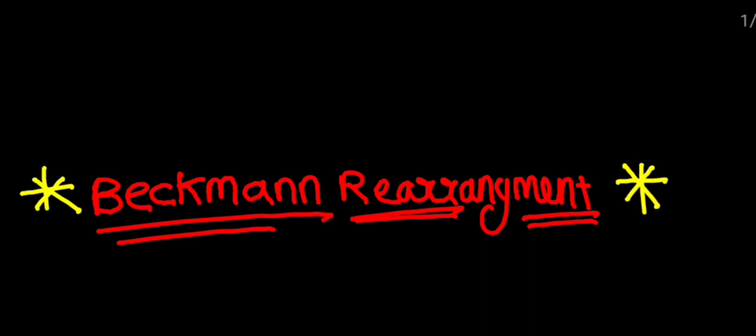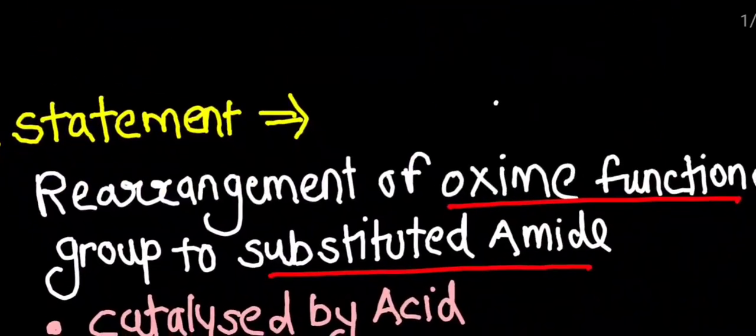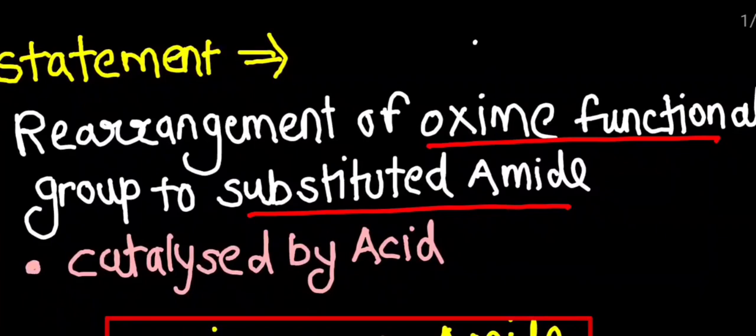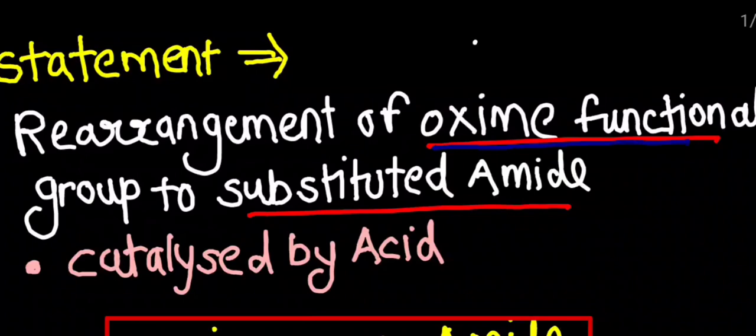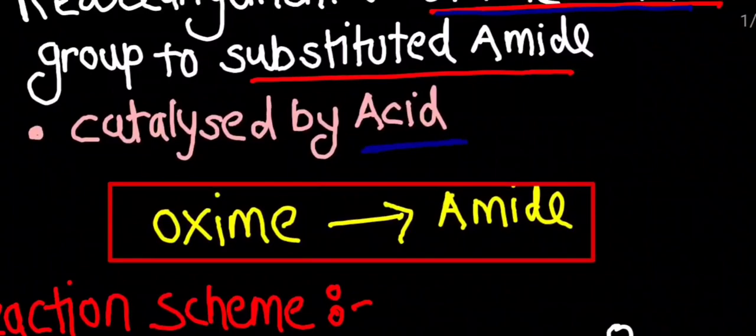In this video, we are going to discuss the rearrangement reaction known as the Beckmann rearrangement reaction. So let us see the statement of this reaction. The rearrangement of the oxime functional group to the substituted amide is a Beckmann rearrangement reaction. This reaction is catalyzed by acid, and this rearrangement leads to the conversion of the oxime functional group to the amide.